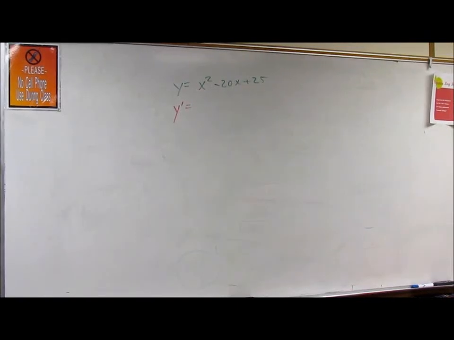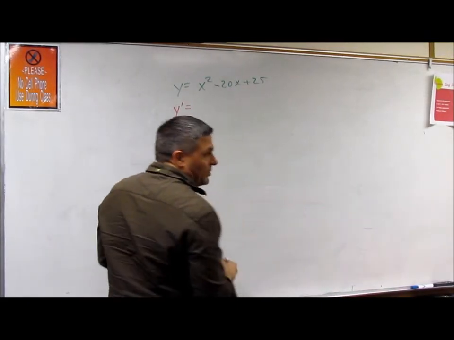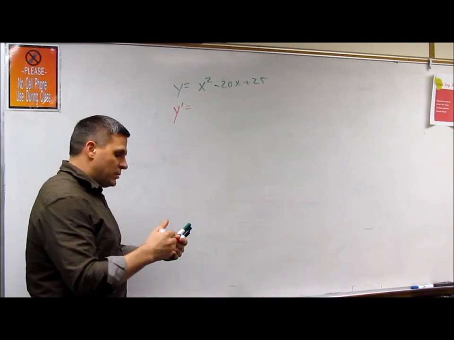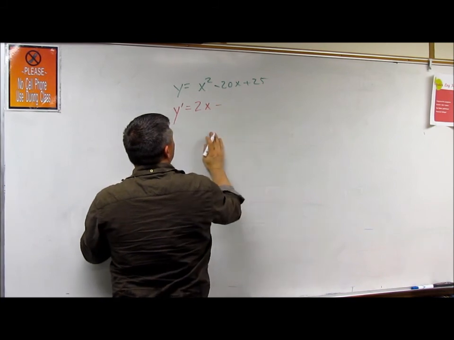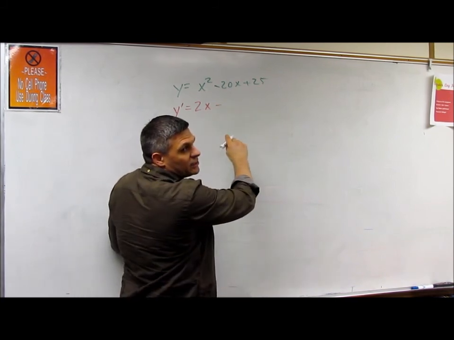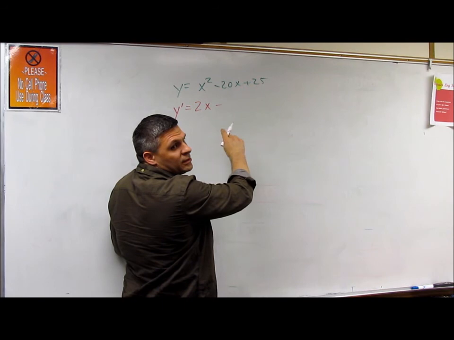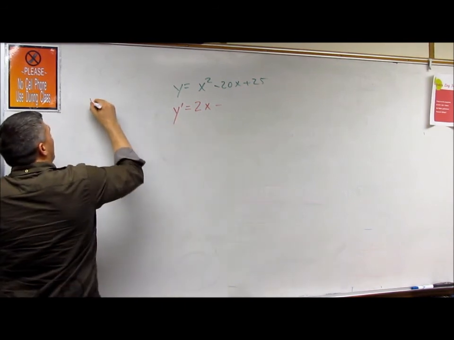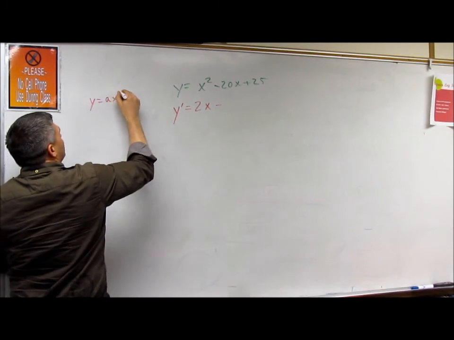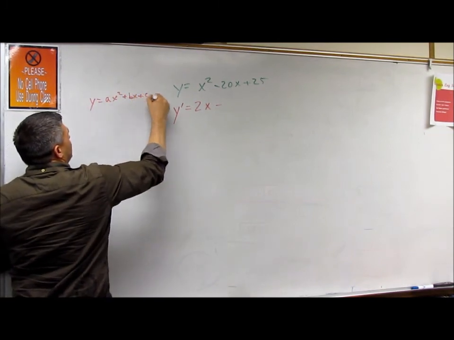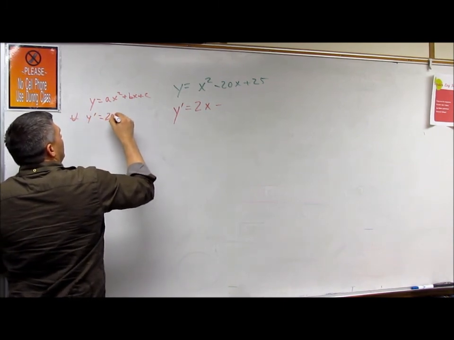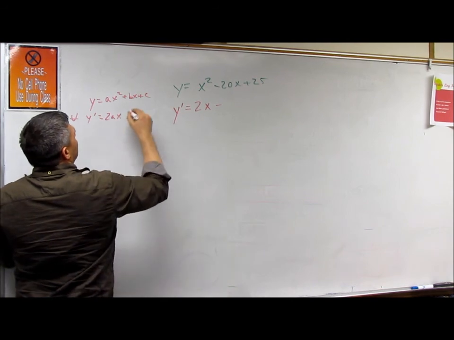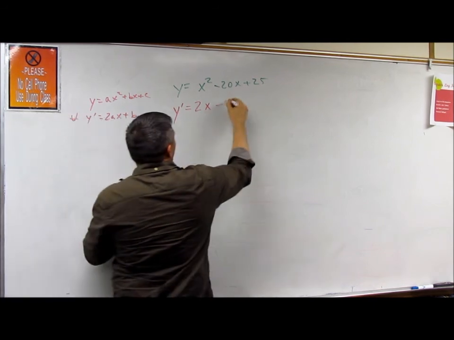Quickly graphing quadratics. That's what this will be called. Okay, so what's my y prime? 2x minus 1. Remember my equation, y equals ax squared plus bx plus c. Then y prime is equal to 2ax plus b. Here, y prime equals 2x minus 20. Good.